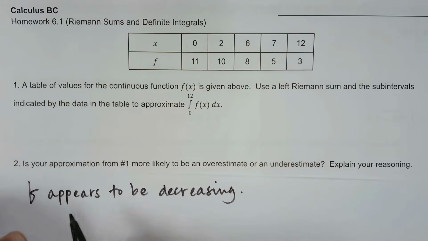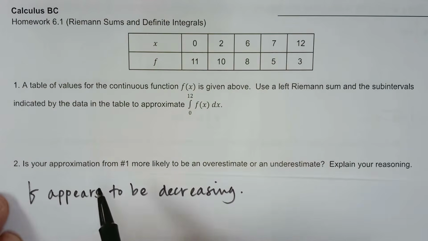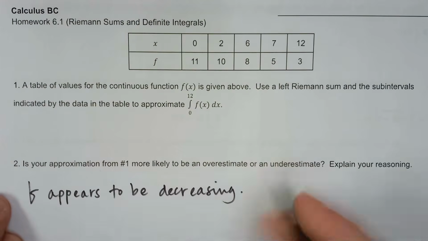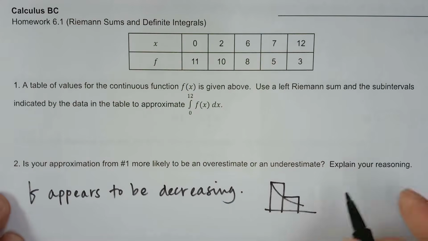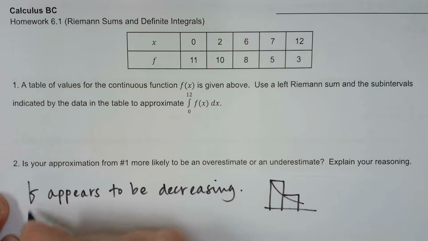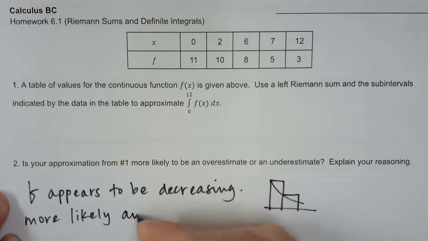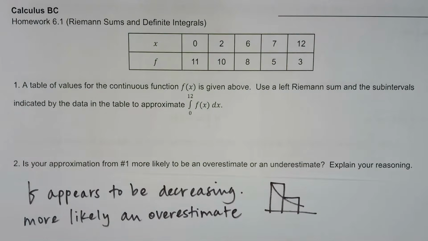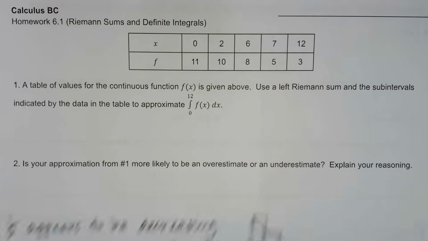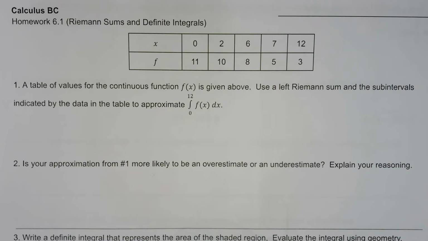Okay. And that would indicate to me that the approximation, a left Riemann sum on a decreasing function, is going to be an overestimate. Okay. So I'll say more likely an overestimate. But without further information about the certainty of whether f is decreasing, we could not say for sure.